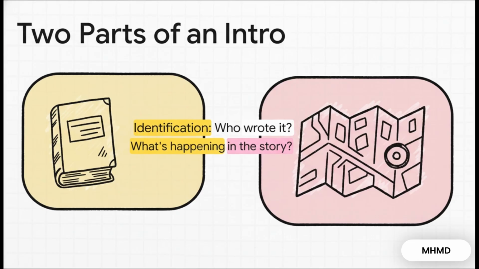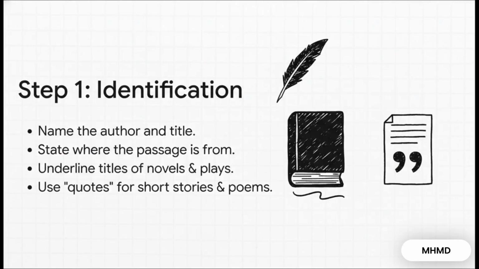First, you have to clearly identify the work you're talking about. And second, you need to provide just enough context so your reader knows where your chosen passage fits into the bigger picture. Identification is the easy part, but getting the details right shows you know your stuff. Just state the author and title, and make sure you're using the correct formatting, underlining for longer works, like novels, and putting quotation marks around shorter pieces, like poems or short stories.